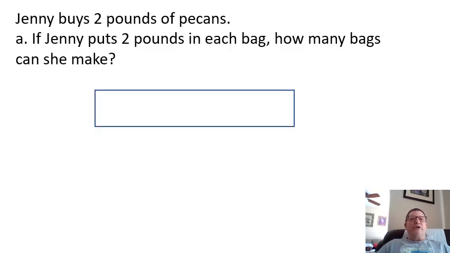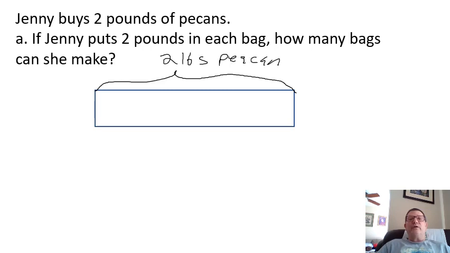Let's start with Jenny buys 2 pounds of pecans. If she puts 2 pounds in each bag, how many bags can she make? Well, let's start by labeling our tape diagram. We know this is 2 pounds of pecans. And I misspelled it.